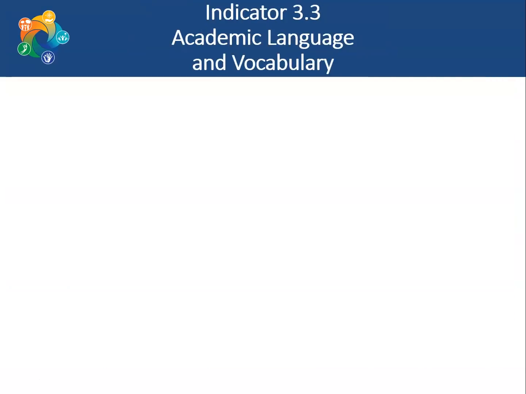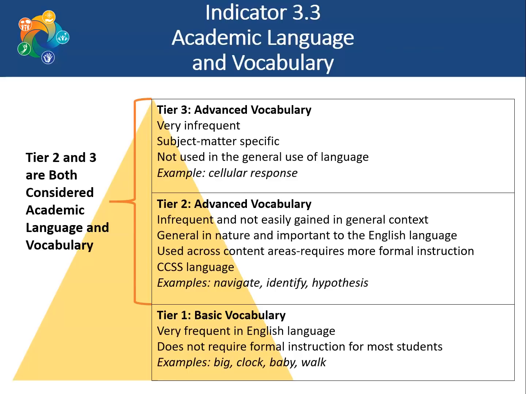The third indicator in Performance Area 3 is academic language and vocabulary. Pause the video now to read the descriptors for Indicator 3.3. Let's begin by defining academic language and vocabulary. This graphic shows the 3 tiers of vocabulary. Tier 2 and Tier 3 are considered academic language and vocabulary. Take a moment to review the definitions of Tier 1, Tier 2, and Tier 3 vocabulary.